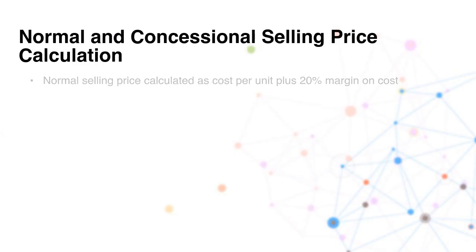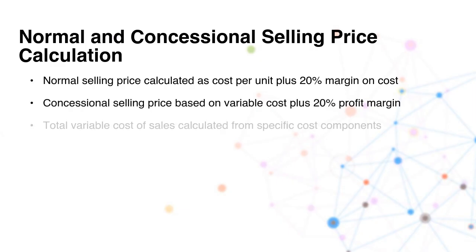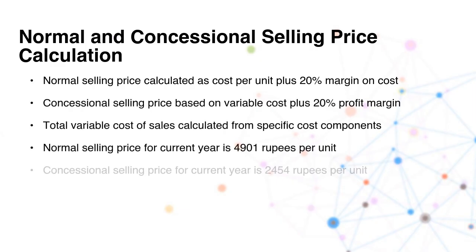Using the cost per unit, both normal and concessional selling prices are calculated. The normal selling price includes a 20% margin on cost, while the concessional price is based on variable cost plus a 20% profit margin. These calculations provide important benchmarks for pricing strategies in different market conditions.